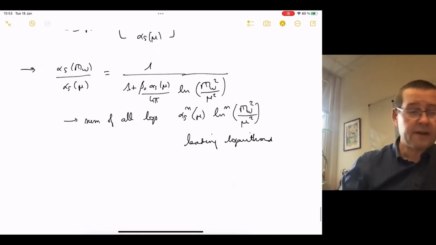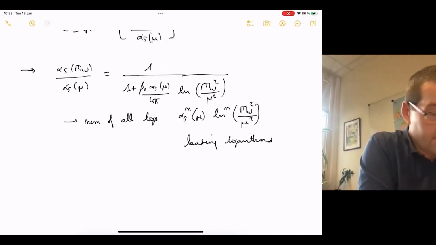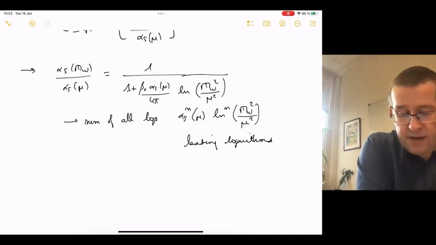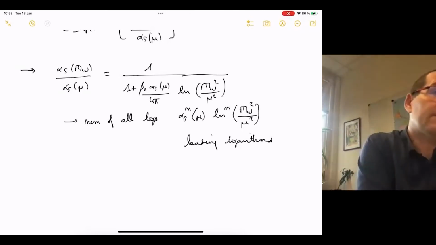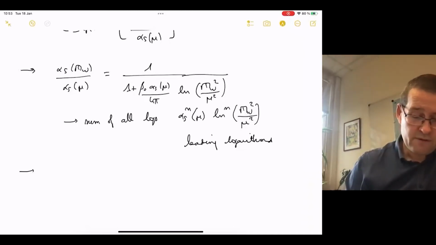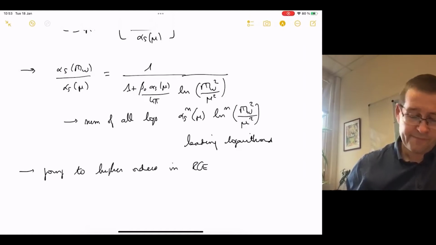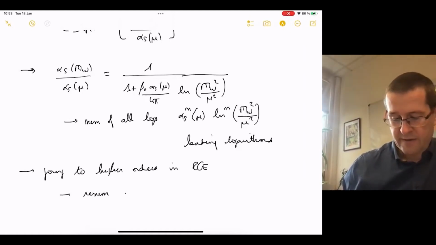So you can do the same thing, and don't worry, I'm not going to do that here. But you can imagine doing that at higher and higher orders of perturbation theory. And when going to higher orders in RGE, you can resum next-to-leading logs and so on.